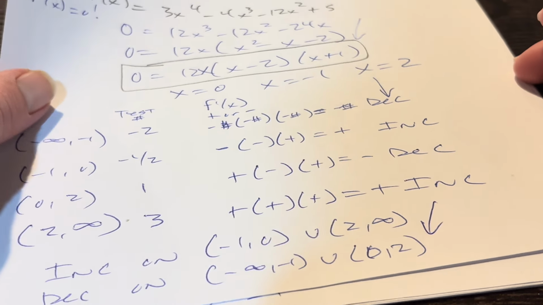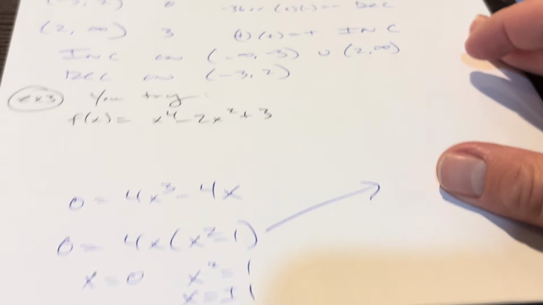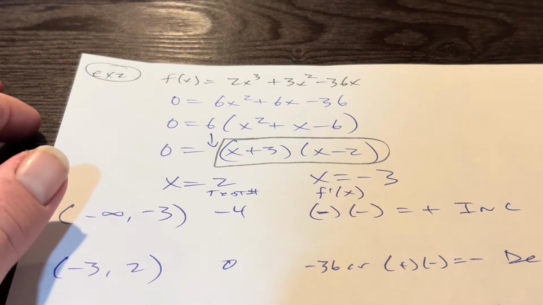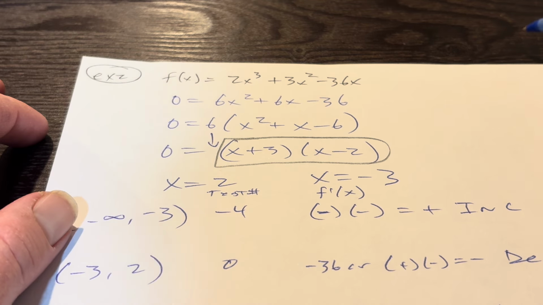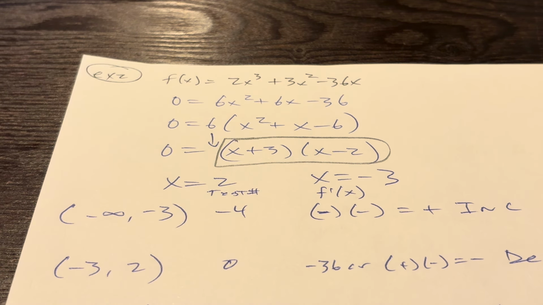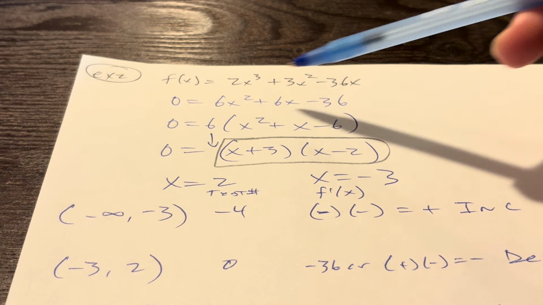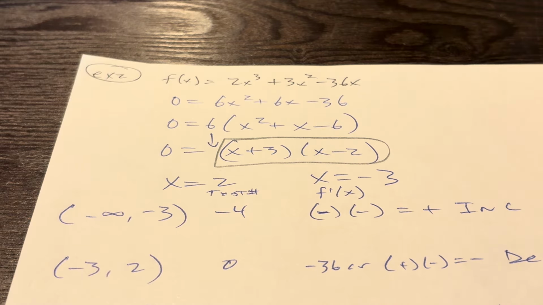Okay, nice. Let's try that again. This one might be a little quicker. 1 raised to the 4th power, that's an interesting one to start with. So you have f of x is equal to 2x to the 3rd plus 3x squared minus 36x. I take the derivative and set it equal to 0. You can factor out the 6, you can get rid of the 6, you can divide. It is a positive.